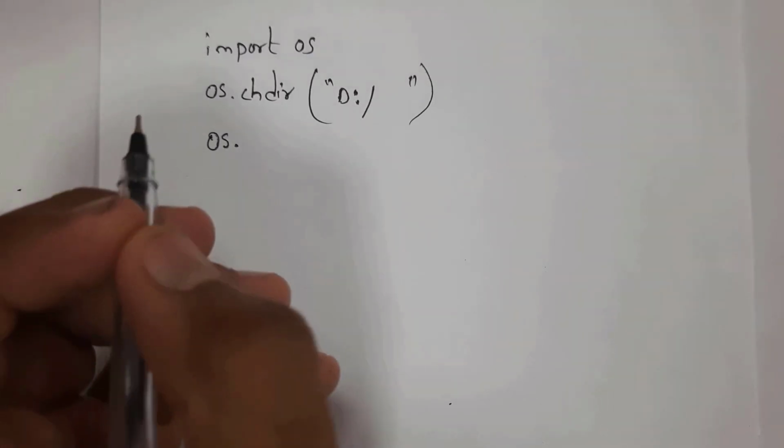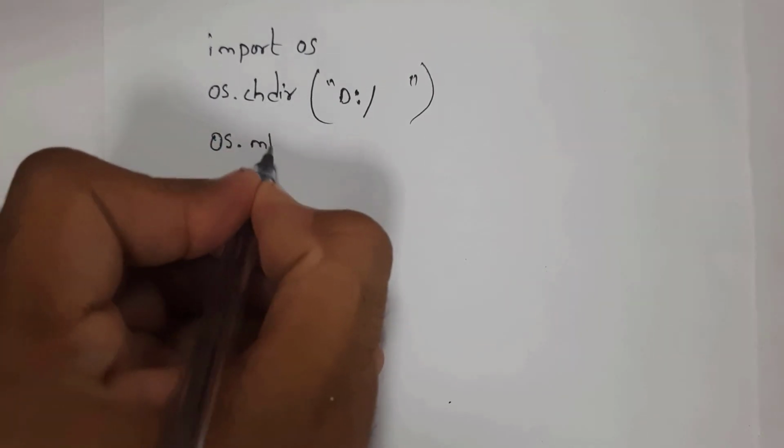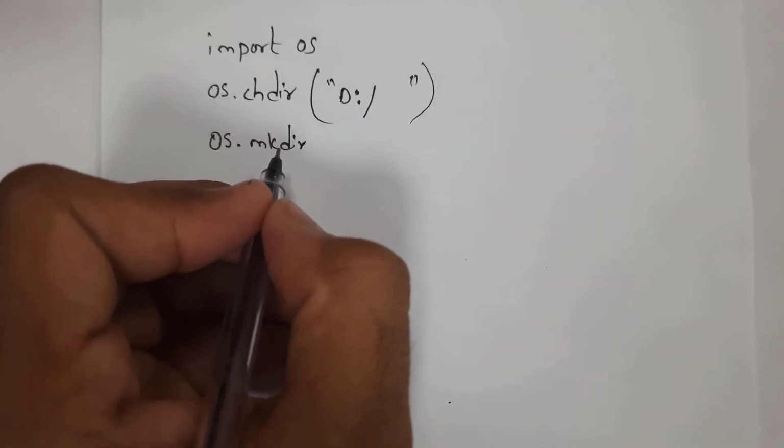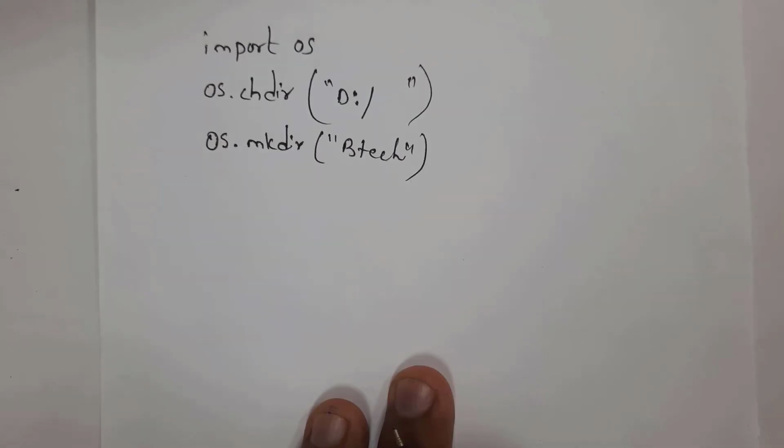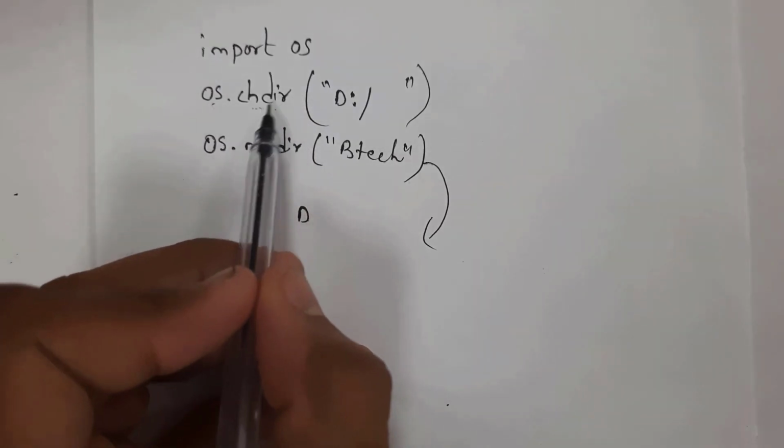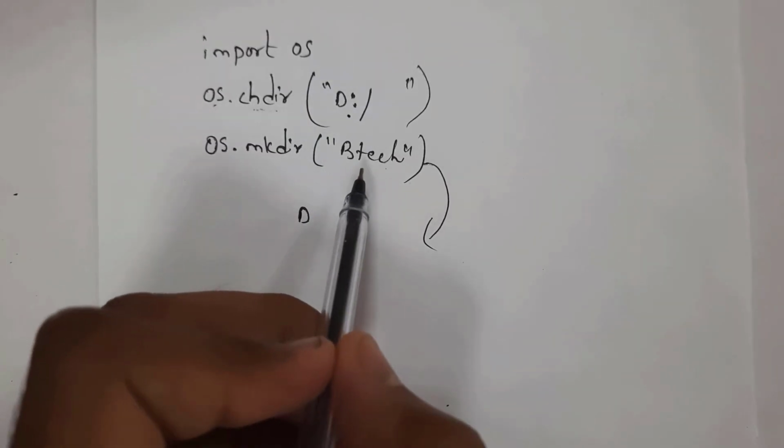For example, I want to create one folder. So just write here os dot. By using the mkdir function, you can create a folder. That is nothing but make directory. I want to create a folder. That folder name is btech. So just write here btech. I did not give any location, I just gave the folder name, that is btech. Because I changed the location to local disk D, it will create the btech folder in local disk D.